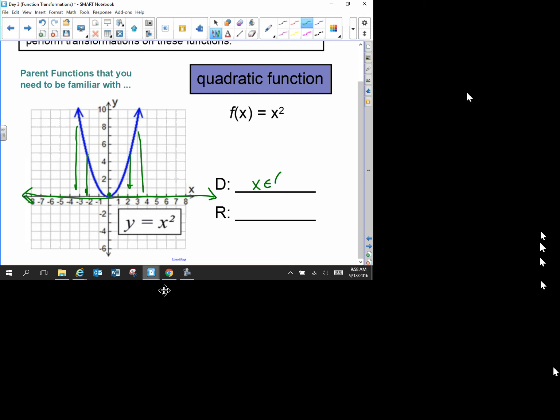But my range, okay, flatten that thing to the y-axis. It's going to be all positive values, so all of our values that are bigger than and could be equal to 0.